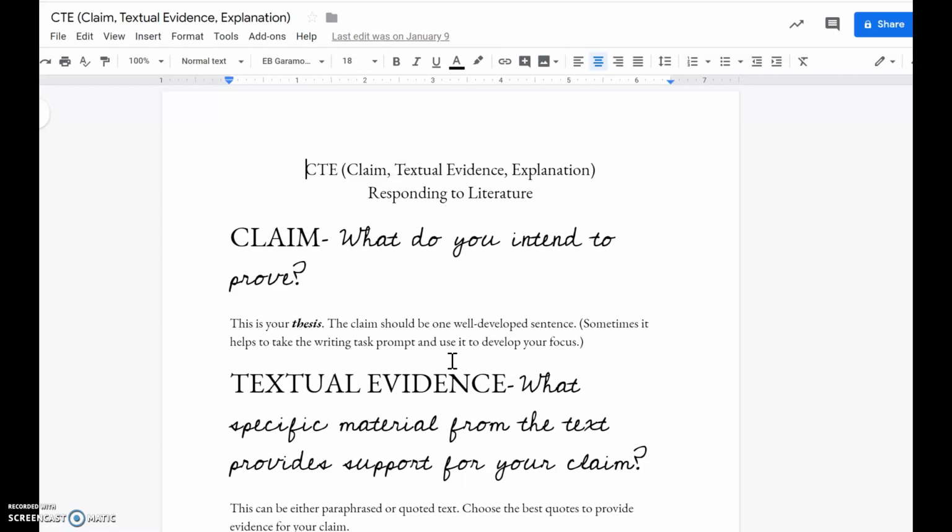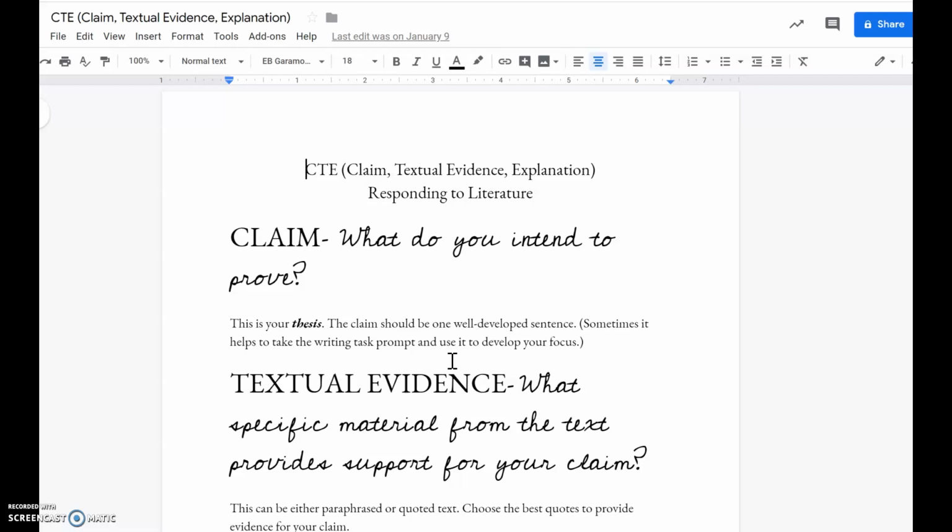So you will do 2 CTE responses for every unit that we study. So 2 for short story, 2 for poetry, and 2 for drama. And basically what a CTE is, it's a claim followed by textual evidence to support your claim, and then an explanation of the textual evidence that you chose. And so today what I want to do is just go over what a CTE is, and then go through an example of a CTE for you to hopefully understand it a little bit better.